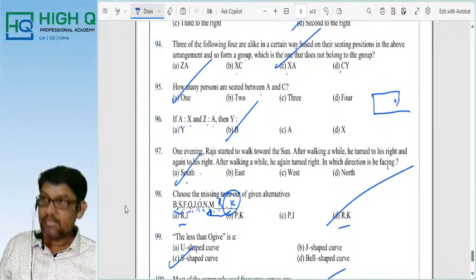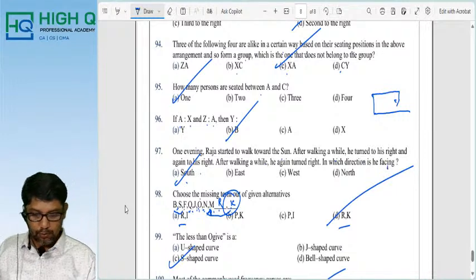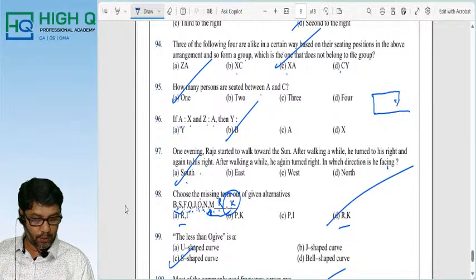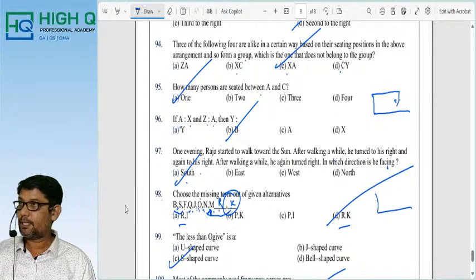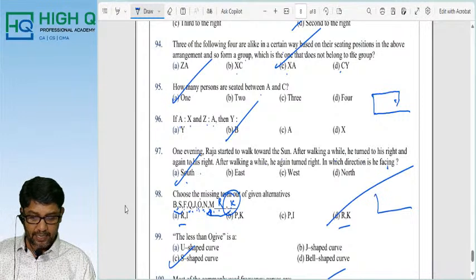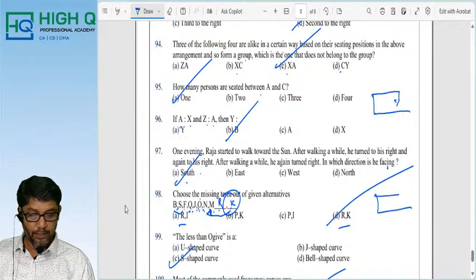In which direction he is facing? So what happens, one evening Raja started to walk towards the sun. After a while, he turned to his right, and again to his right. After going a while, he again turned to his right. Now which direction is he facing?